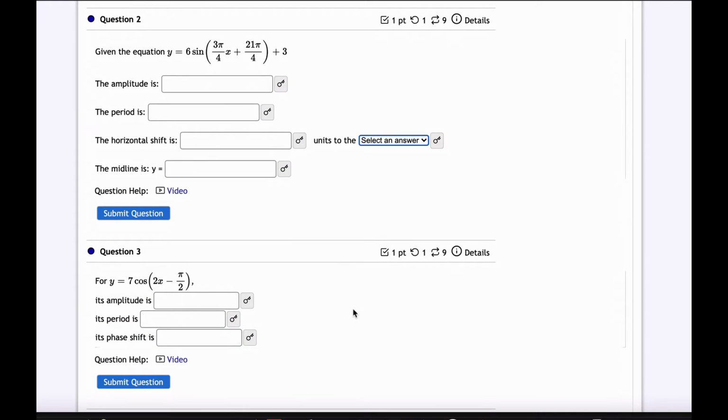3 is the same idea as 2, except they don't ask you anything about the midline this time. It's just the amplitude, the period, and the phase shift they want to know about. And here they don't say left or right. So if you figure out that the phase shift is -3, just type in -3. Whereas up here, you'd put in +3 and say it's to the left.